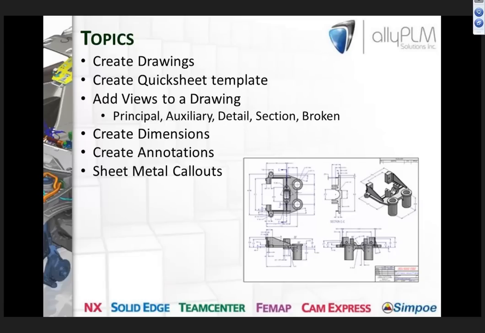Like I said, we're doing drafting, dimensioning, and annotation today. Some topics we'll cover are creating drawings and also how to create a quick sheet and save that template so that you can access it easily. Add some views to a drawing, such as principal views, auxiliary, some detailed views, section, and broken views. Also creating dimensions, annotations, and a quick sheet metal call-out tip for you.